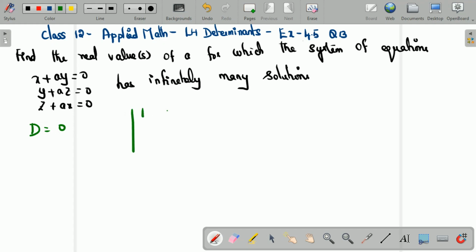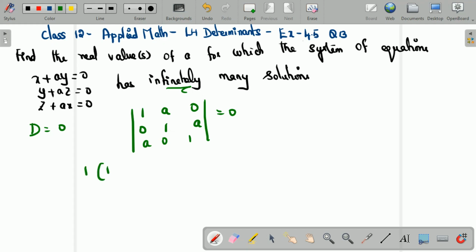So this is 1, A, 0. In the second case, there is no x coefficient, so it is 0, 1, A. And in the third case, it is A, 0 and 1. So this determinant's value should be equal to 0 for us to have infinitely many solutions. So let's expand this determinant.